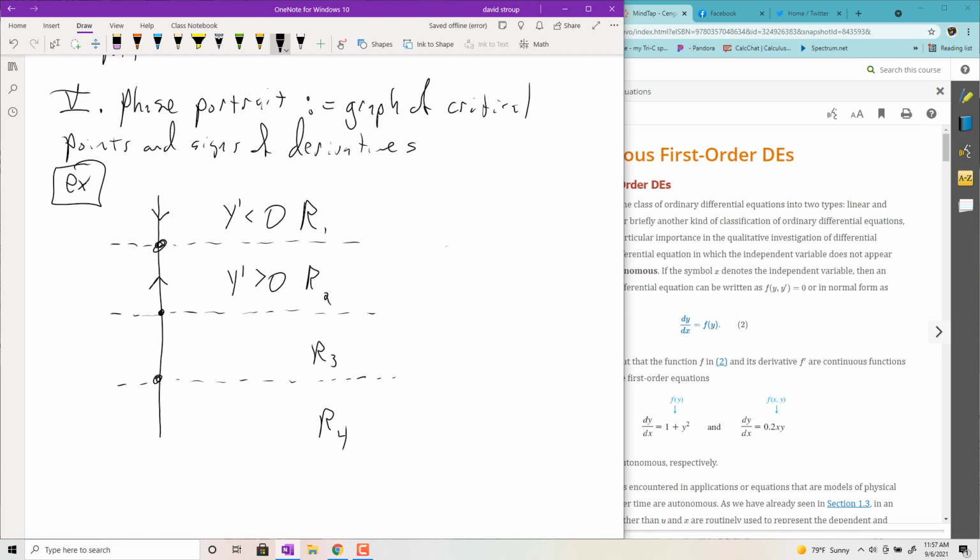When you have 2 arrows pointing at a critical point like that, they're going to call that stable. There's a couple other names for it, but I'm just going with the name that they give it in the homework. Okay, so that one will be stable. When the arrows are going away from the point, so if in region 3 you found that the derivative was less than 0, the arrow is going down, that's called unstable.